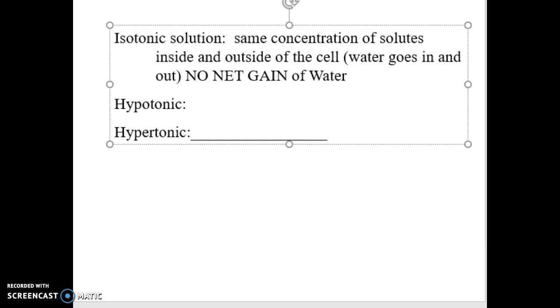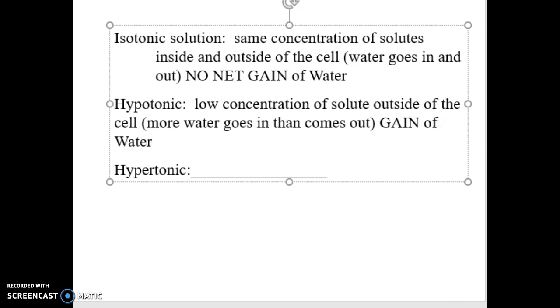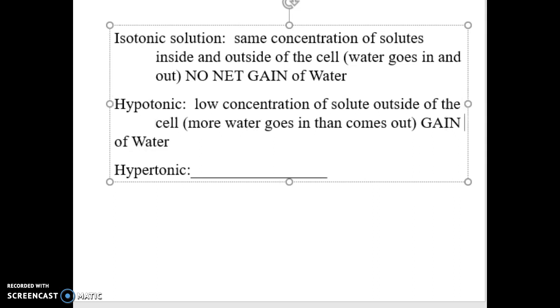If you're putting a cell into a hypotonic environment, you have a low concentration of solute outside of the cell. More water is going to go in the cell than it will come out. So the cell will have a gain of water in a hypotonic environment. The cell will swell up and fill with water.